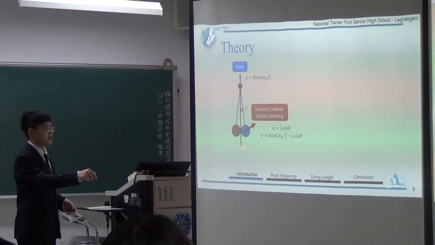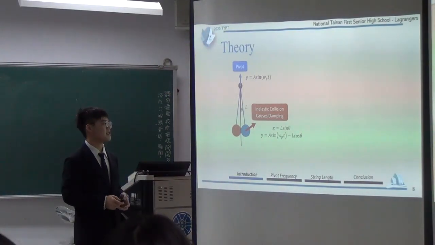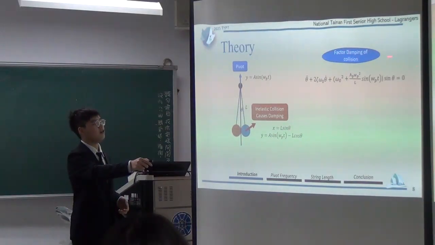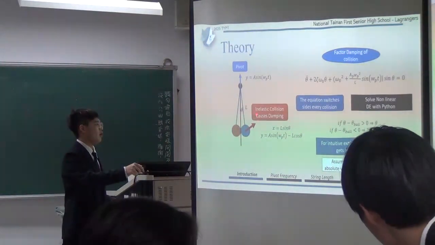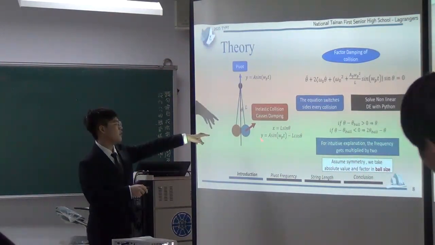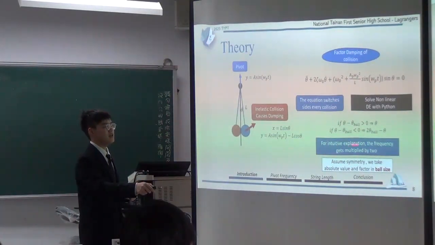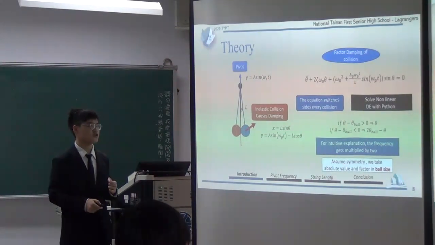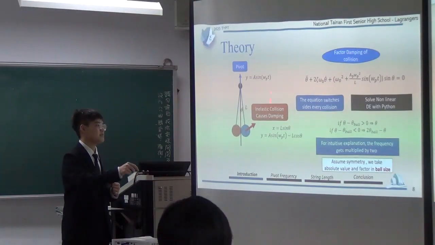So if the ball collides right here, it is an inelastic collision. This causes energy loss, which in turn causes damping. So if we factor in the damping of the collision, then we can calculate the whole formula as this. So if we assume that the ball is symmetric, the balls switch sides during each collision. If we factor in the ball size, this will be the total equation of motion. For intuitive explanation, the frequency will get multiplied by 2 due to the collision being on the same side.